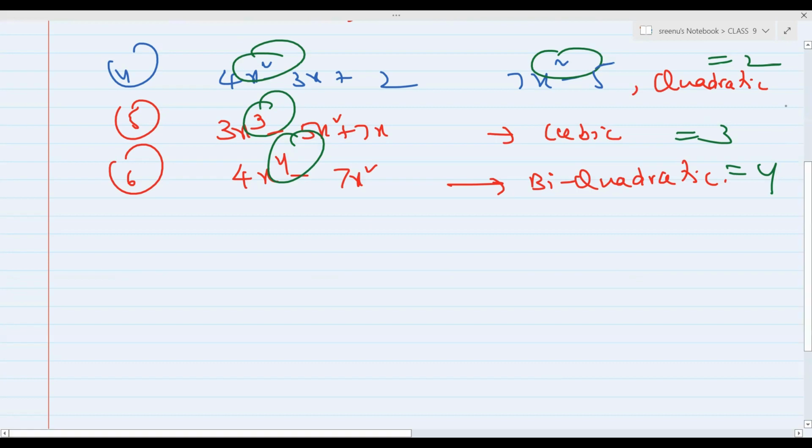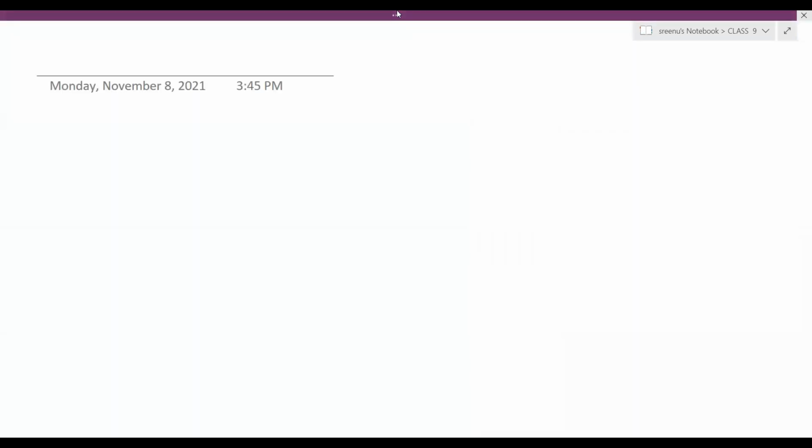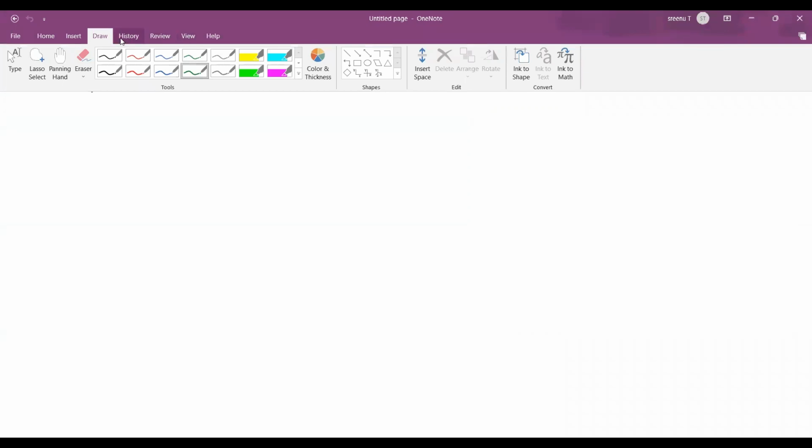Okay. Next, we shall go for linear equations in two variables. Linear equations in two variables.